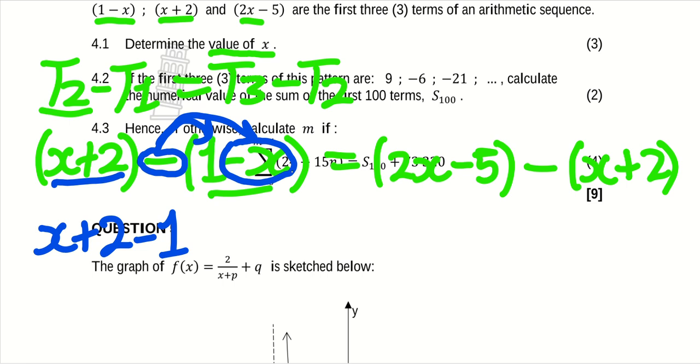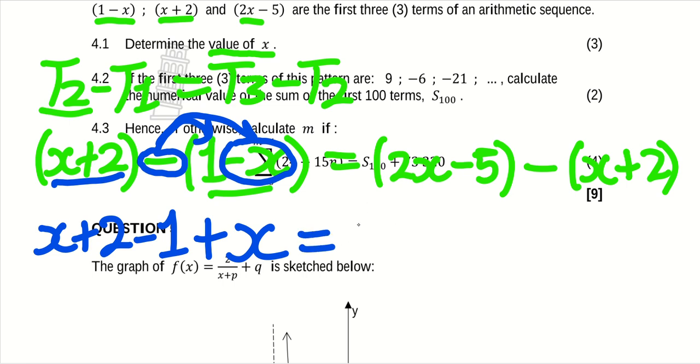So negative times negative x. Again, negative times negative is going to give us positive because the negative signs are the same. When you are multiplying the same sign, the answer is going to be positive, even though the signs are negative, because they are the same. So negative times negative is positive. It means that it's going to be positive x.